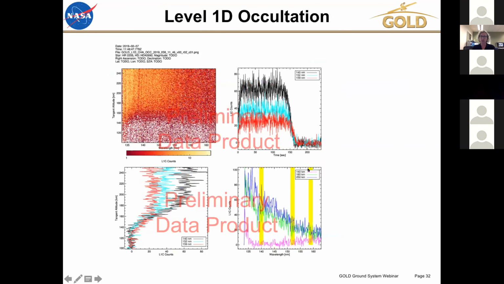For the occultations, you can see this is when the occultation enters the field of view. And then at different wavelengths, what the counts are. And then you see after 4 minutes, it leaves our field of view and we go back to being quiet. This one down here shows what the counts are versus wavelength.